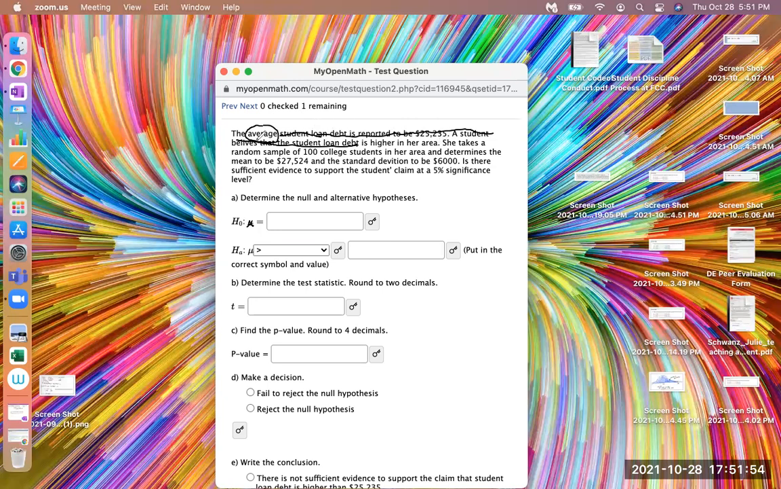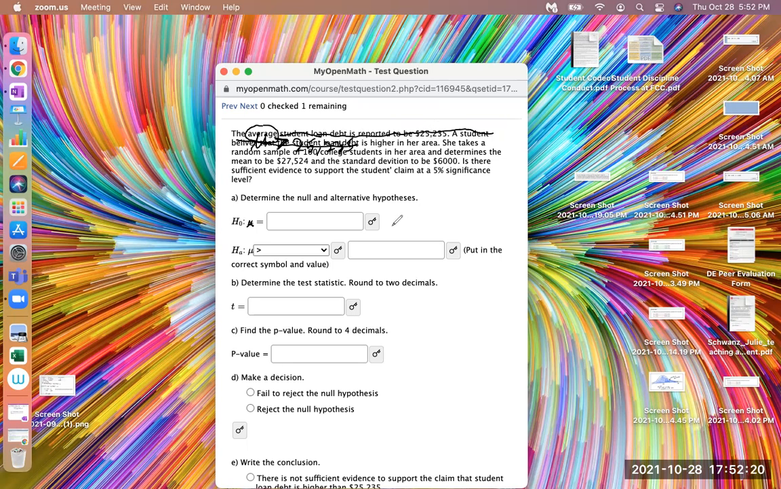So for the word average, we're going to replace it with the mu. And for the higher, you're going to say larger than. If it's higher, it's larger than 25,000. So higher than that 25,000. Does that sound good? Yeah. Okay.